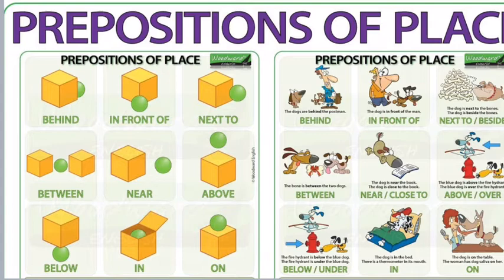On the right, you can see some more examples. So if you look there at the dog, at the bone, the dog is behind the postman, or the dog is in front of the man. So next to, close to, near, okay? So they're actually quite easy words, they just have a difficult name.